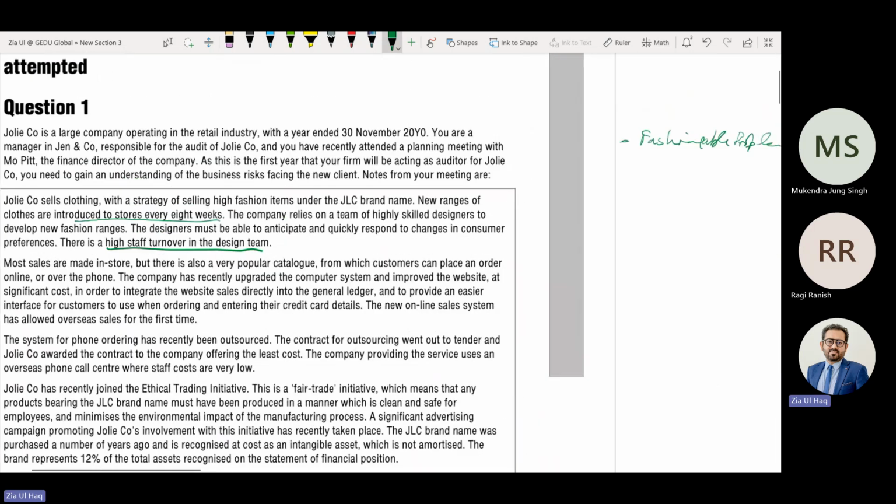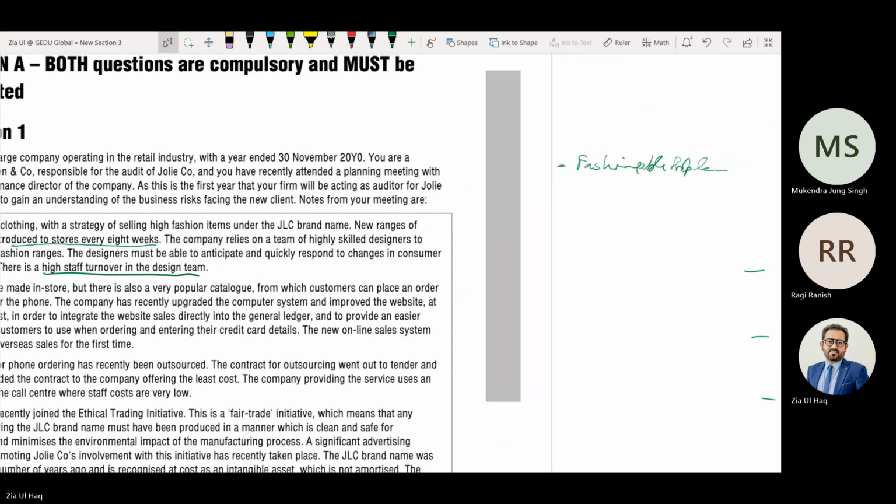And then there is a high design team staff turnover. So design team staff turnover is high. If there is a high turnover in design team staff, ultimately, the new staff will take some time to understand the industry.